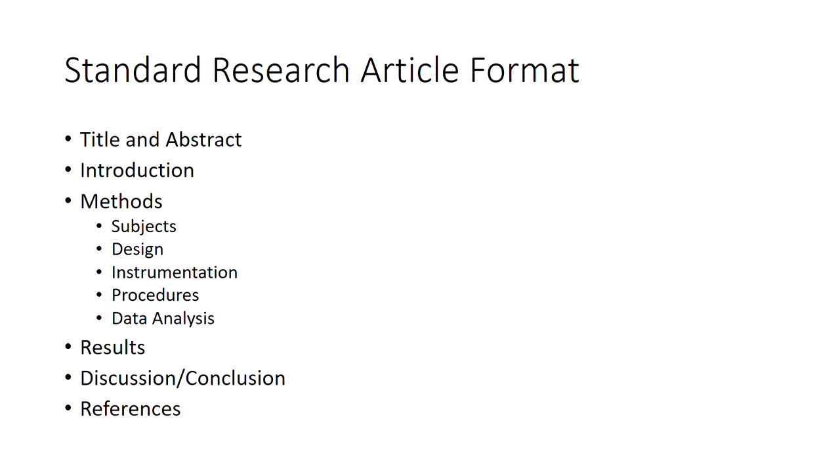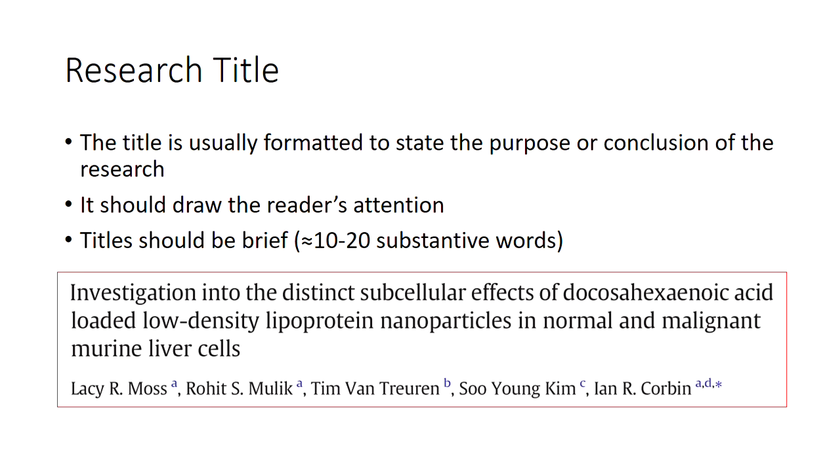The standard research article is formatted in the following way. There's the title and the abstract, the introduction, the methods, which has many parts, including subjects, design, instrumentation, procedures, and data analysis, the results, the discussion, conclusion, and then references, and there may be acknowledgments where basically you thank everyone who helped you.